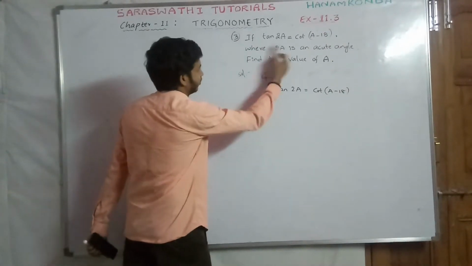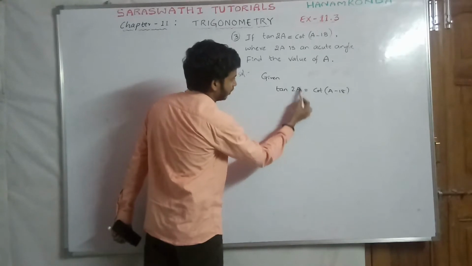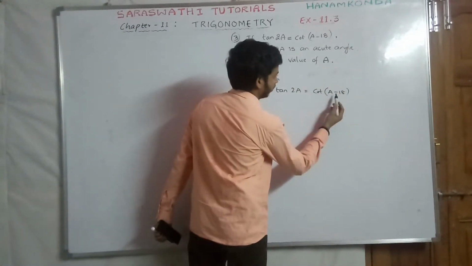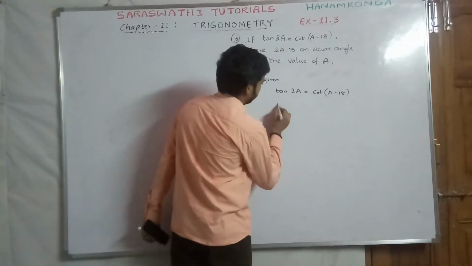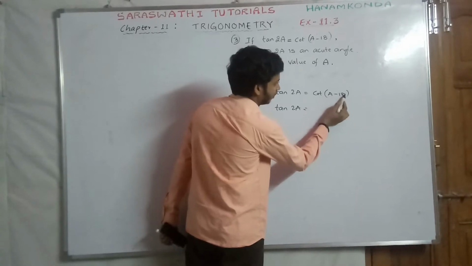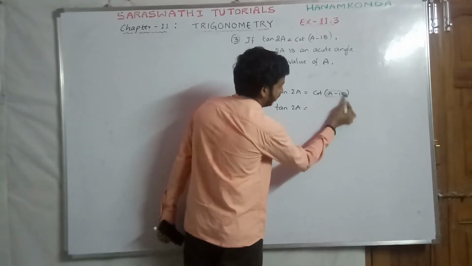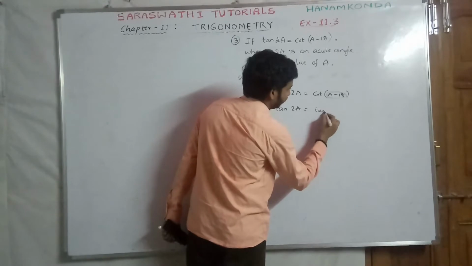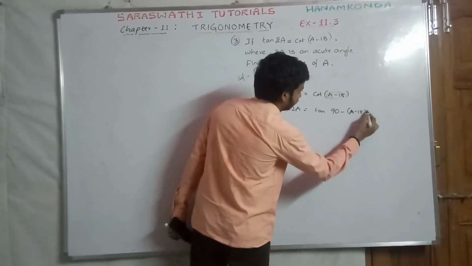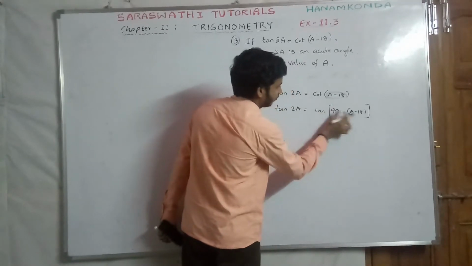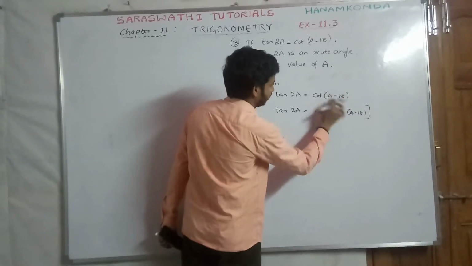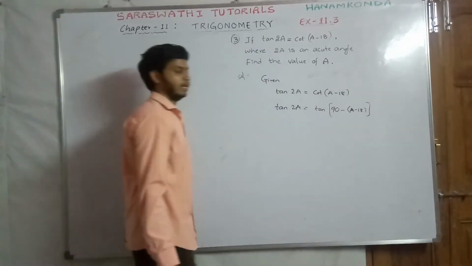Where 2a is an acute angle, that means 2a is less than 90 degrees. Okay. So we can write cot theta as tan of (90 minus theta). That means cot of (a minus 18) can be written as tan of (90 minus (a minus 18)), since tan of (90 minus theta) is cot theta.